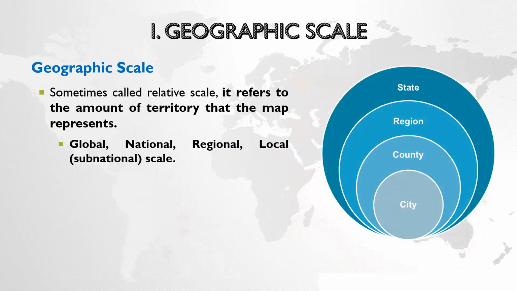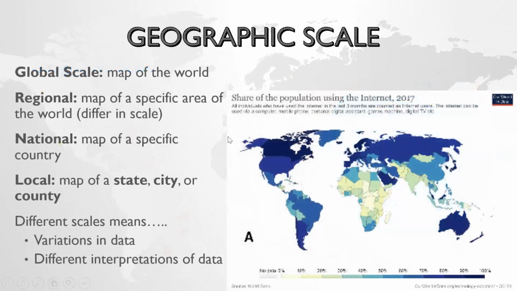So let's break it down. Geographic scale is different than scales of analysis, but still important. When we talk about geographic scale, we're talking about the amount of territory that a map is representing. It could be global, national, regional, or local, sometimes called subnational. Let's take a look at some examples so that you know what I'm talking about here. Again, the amount of territory that the map is representing.